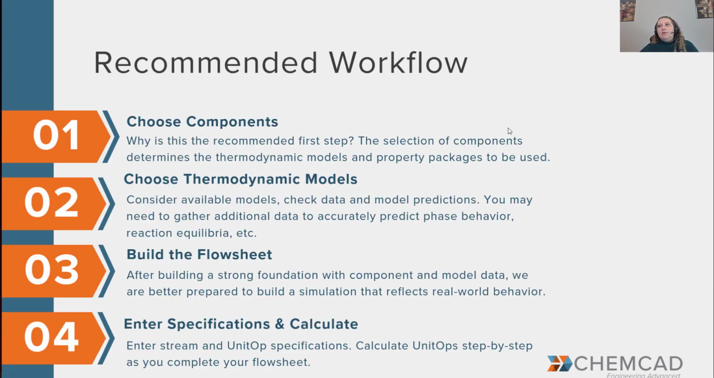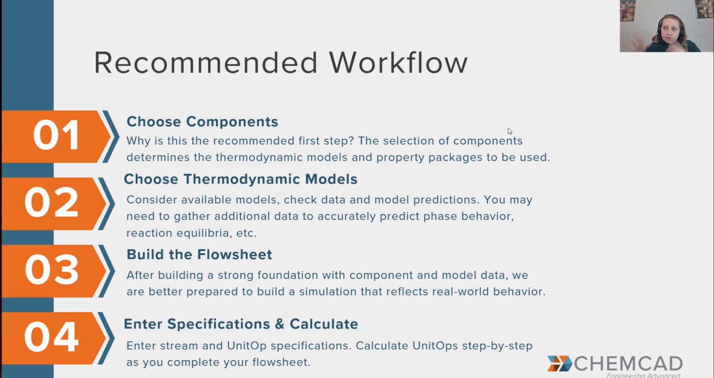Here's an overview of the recommended workflow in ChemCAD and how to get started. You need to choose components. You don't have to follow this exact order, but I like to start with choosing the components and the thermodynamic models first. Thermodynamic models are going to depend on the components that you've selected. And also, you may find as you're choosing components and building models that you need to gather additional data, maybe some experimental data, to make sure you're accurately predicting the phase behavior. Maybe you need some reaction equilibria for reactions in your process. So I like to consider the components and thermodynamic models in the early stages of the process modeling, and then you can build your flow sheet and little by little add complexity from there.